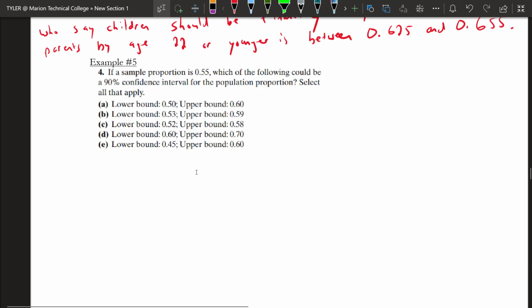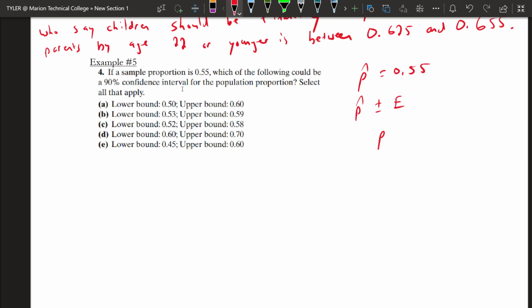All right. So now in example 5, we're told that if a sample proportion is equal to 0.55, right? So in other words, p hat equals 0.55. I want to determine which of the following could represent 90% confidence intervals for the population proportion. So I have 5 options, and I want to see which ones fit, right? So what I'm looking for is I want p hat to be right in the center, because you find the confidence interval by taking p hat plus or minus E, the margin of error. So you're adding and subtracting the same value, right?